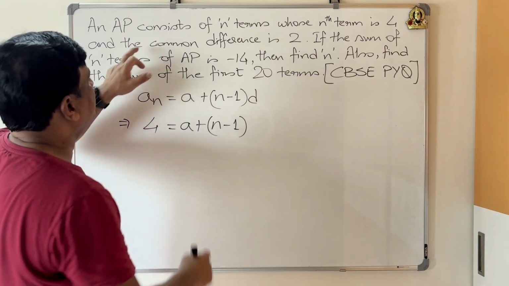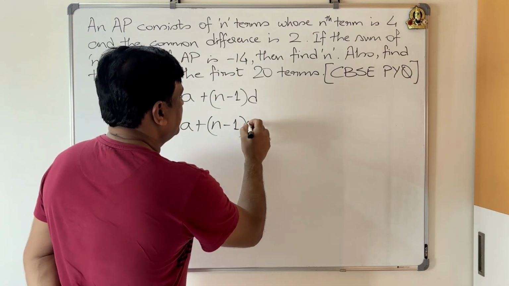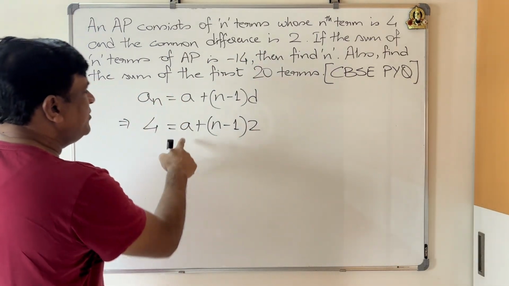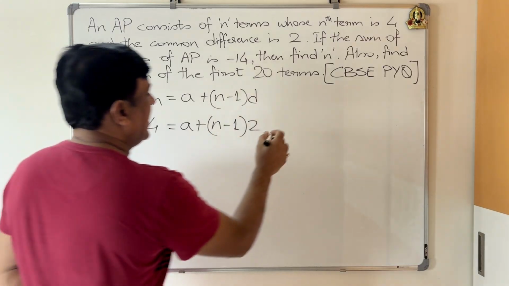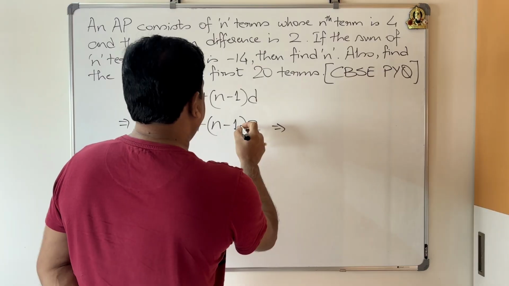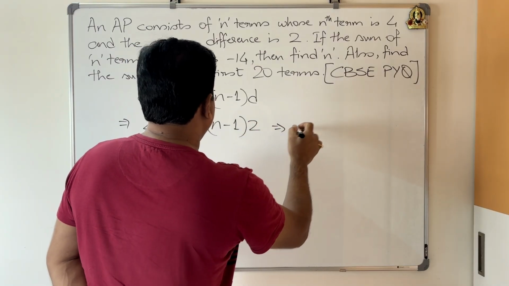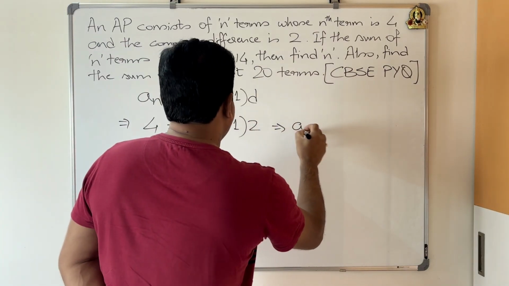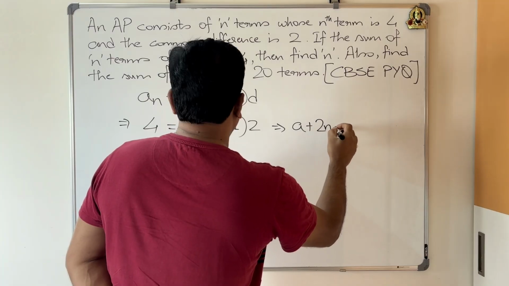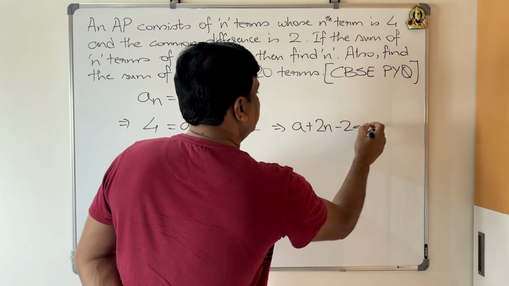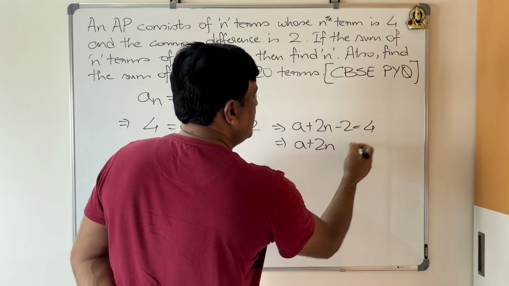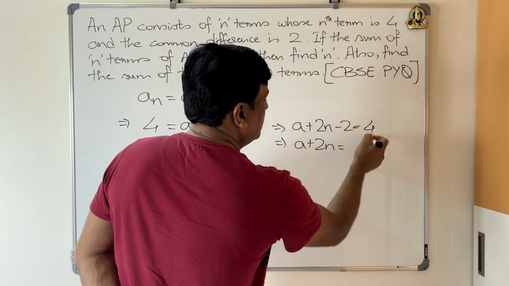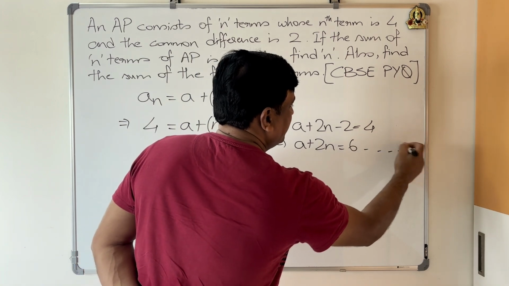And what is the difference? The common difference is 2. So what do you get over here? You get an equation in a and n. So we will resolve that and leave it like that. If I write it, a plus 2n minus 2 is equal to 4, or I can write it as a plus 2n is equal to 6. This is one equation for me.